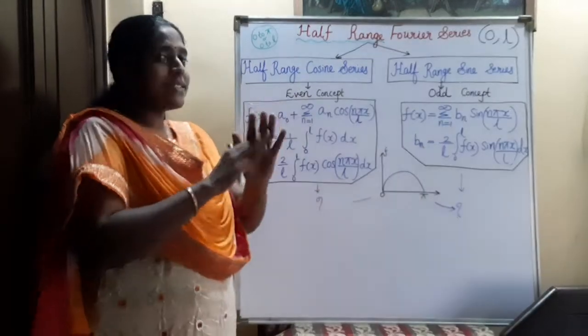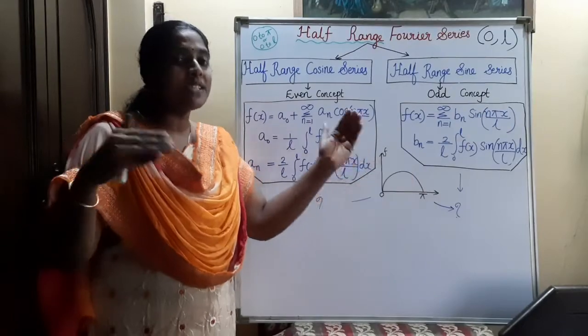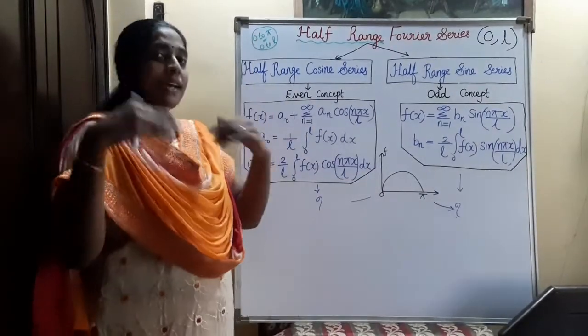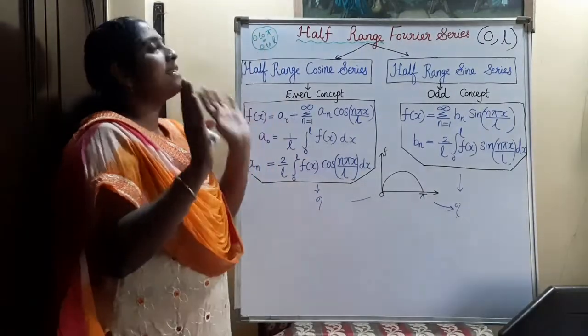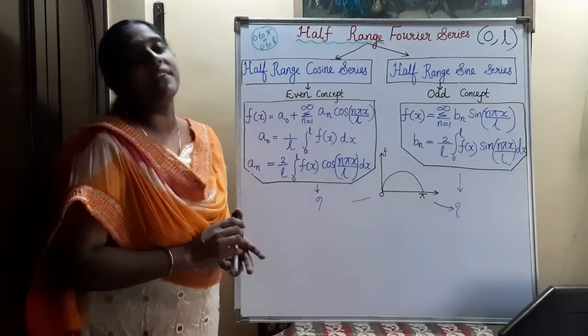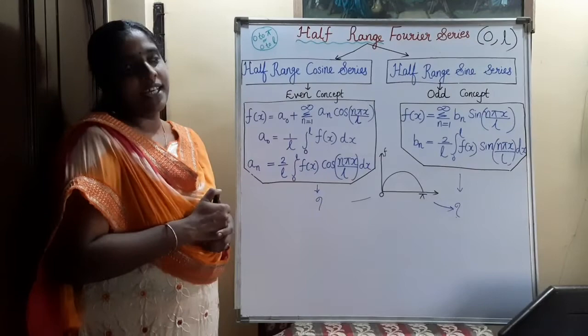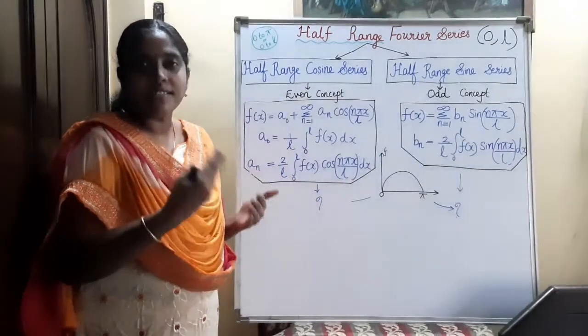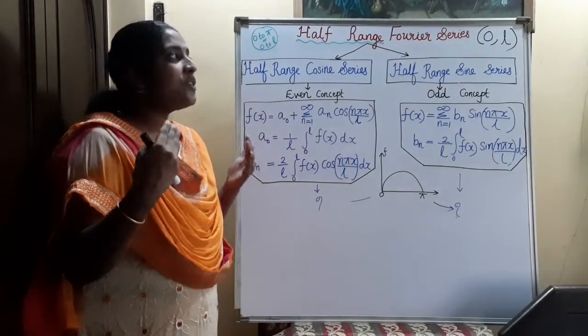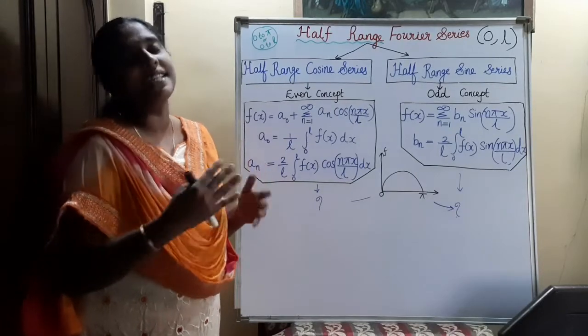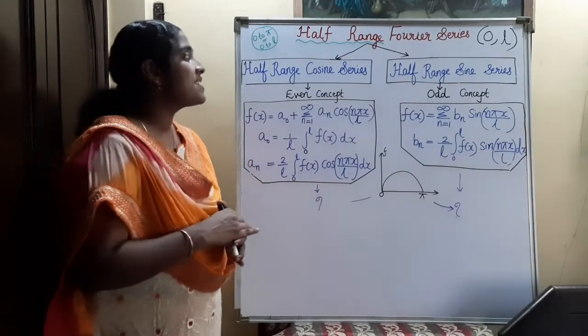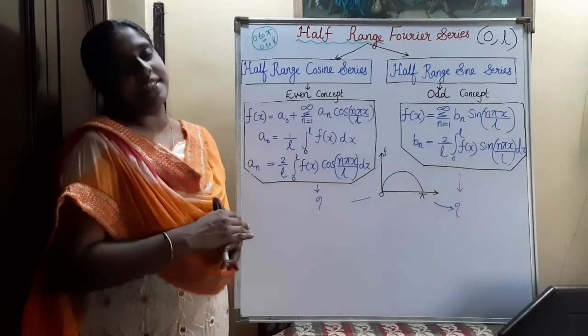What we discussed in the full range Fourier series was minus pi to pi. Here it is 0 to pi. There it was minus L to L. Here it is 0 to L. Then how can we write the Fourier series? Can we write it using the same formula or not? Then we have to extend the concept to the full range. Then we will get two types of series. These series are called half range cosine series and half range sine series.